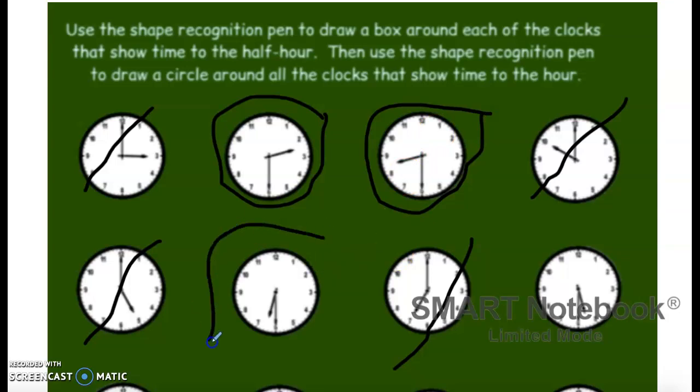This one is pointing to the 6. I can tell the hour hand is between the 6 and the 7, so it's 6:30. And then this one is really hard to see because not only is it blurry, but it has something over top of it. But I can tell that it's pointing down to the 6, and it's in between the 5 and the 6, so it's 5:30.